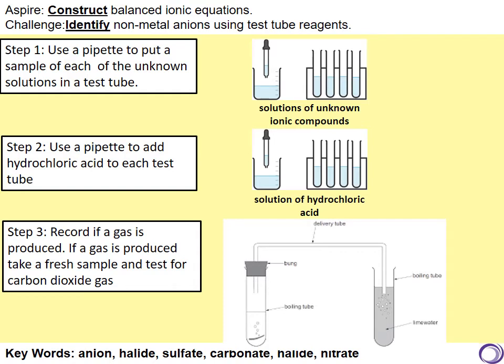So just like with the other tests, we will add the unknown solution to some test tubes, followed by step 2, adding some acid. And again, in this one you could have used nitric acid, you could have used sulfuric acid. We've chosen to use hydrochloric acid. If a carbonate is present, then bubbles of carbon dioxide gas would be produced in the reaction. So we need to record if bubbles are produced when we add the acid.